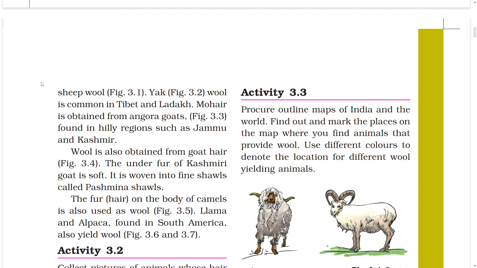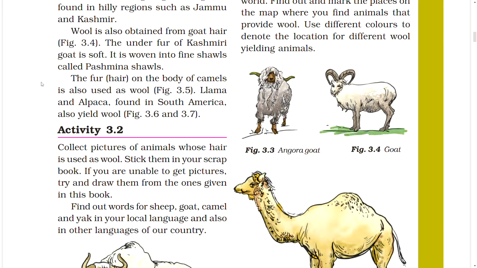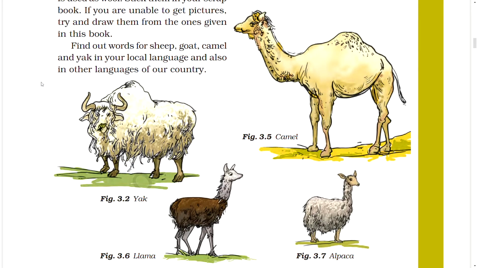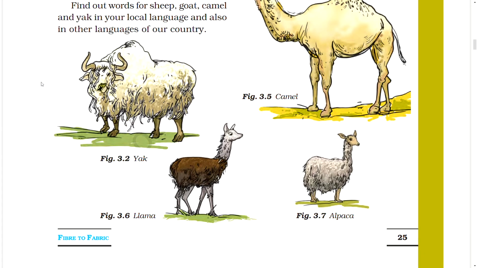Activity 3.3. Do this. Procure outline maps of India and the world. Find out and mark the places on the map where you find animals that provide wool. Use different colors to denote the location for different wool yielding animals. Figure Angora goat. Figure goat. Figure camel. Figure alpaca.